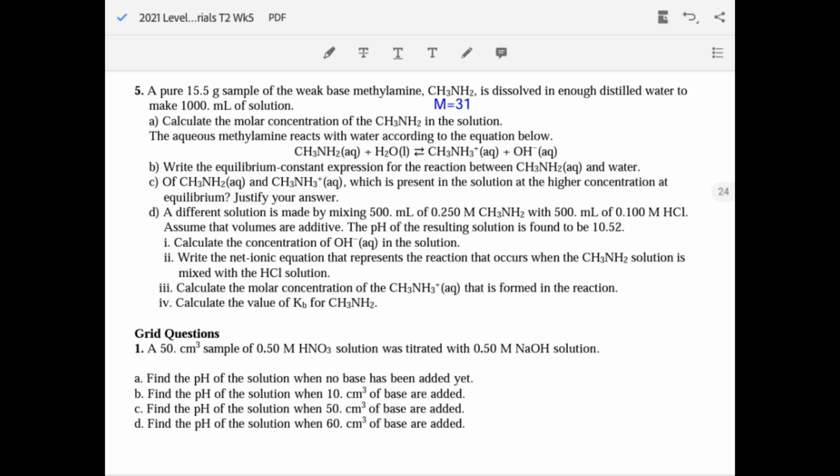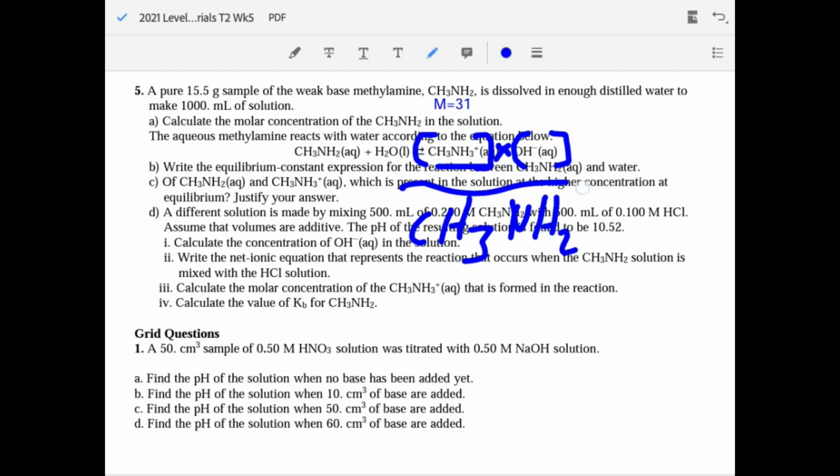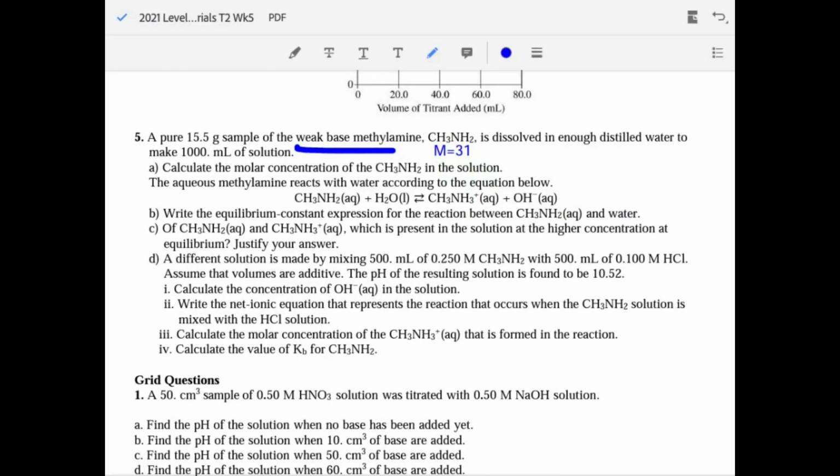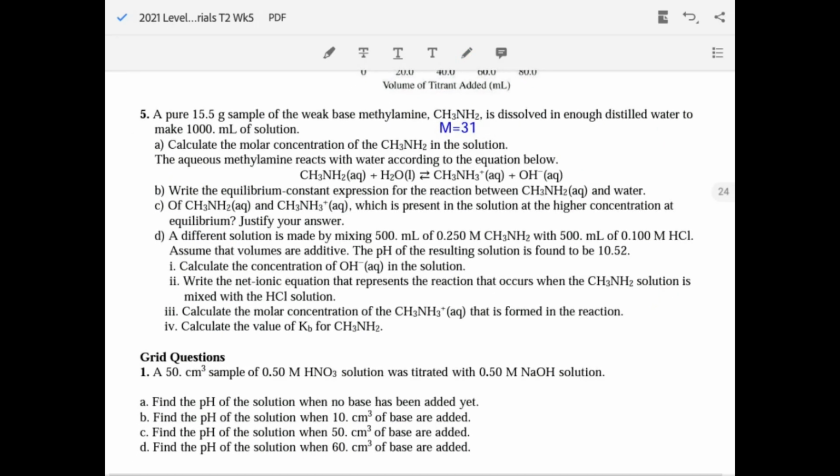Now part B, the equilibrium constant K. So aqueous products or gases over aqueous or gaseous reactants. So CH3NH3 plus times OH minus over CH3NH2 concentration. Which is present in the solution at the higher concentration? Okay, so we know it's a weak base, so the dissociation is less. So CH3NH2 should be present in more because it won't dissociate as much. Otherwise, it would be called a medium base or a slightly medium base.